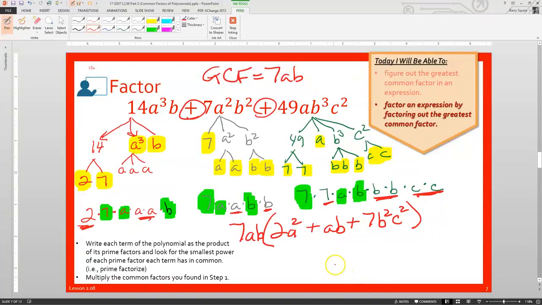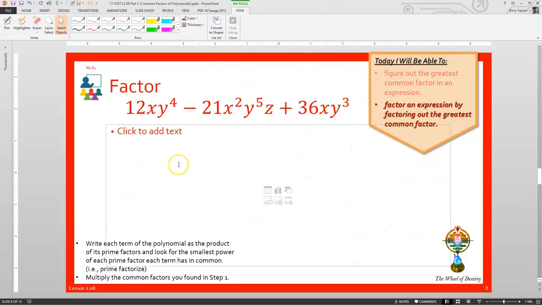So we have just factored that expression. And you can prove it by multiplying that back out. So we just took what we learned about finding the greatest common factor and how to use prime factorization to do everything for us. Because prime factorization is wonderful. Let's take a look at this one. Get rid of this here. Let's prime factorize.